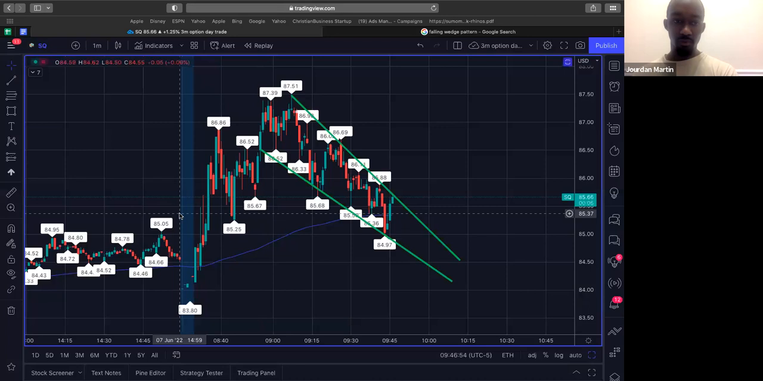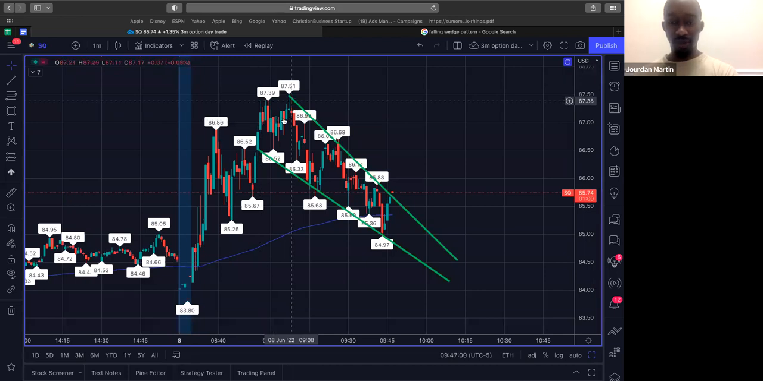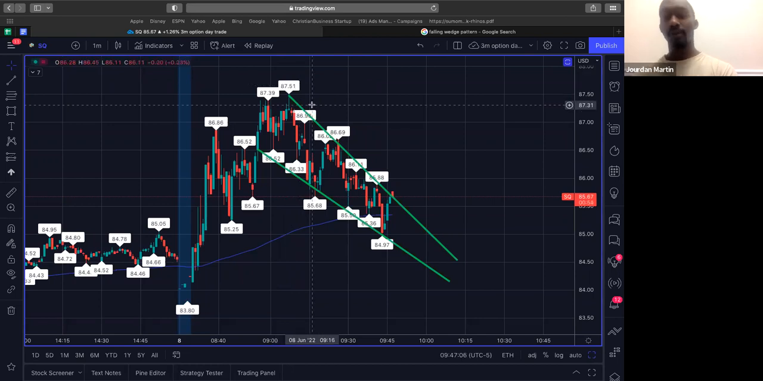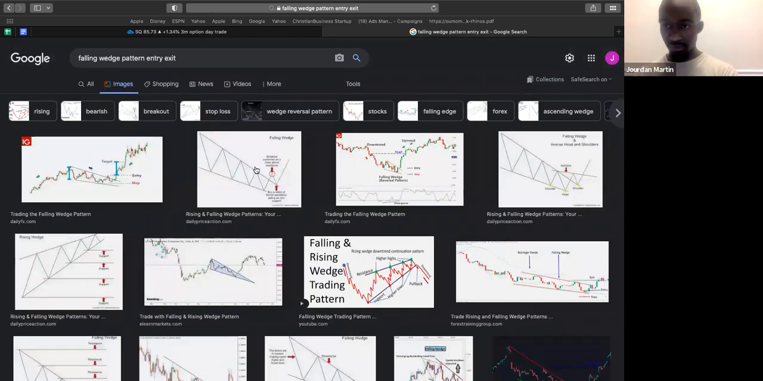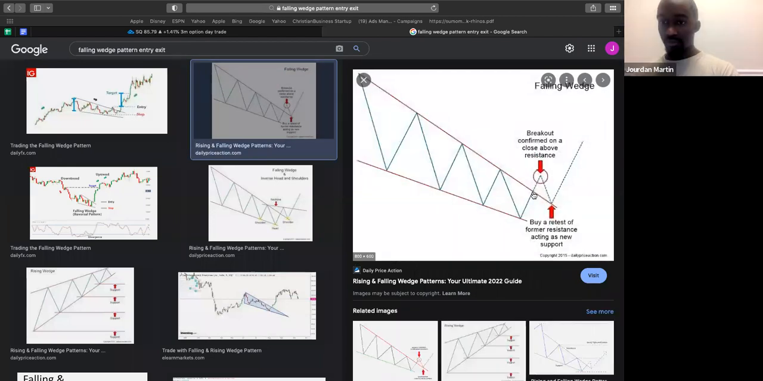So we come over here, and what do we see? Yes, Jourdan, it came up and then it started doing the lower highs and the lower lows. All right, so this is indeed a falling wedge pattern. Okay, cool. Let's Google that. Falling wedge pattern entry exit. See if we can find something here. All right. Buy on retest of the former resistance acting as support. So breakout confirmed on a close above resistance. Wow, they couldn't have put this any better. A breakout is confirmed on a close above resistance, and then you buy on retest of the former resistance acting as support. All right, cool.